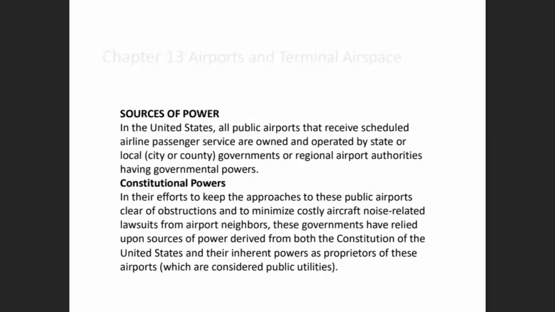Sources of power in the U.S. All public airports that have received scheduled passenger service are owned and operated by state or local city governments or regional airport authorities that have governmental powers. And that includes efforts to keep approaches to these airports clear of obstructions, to minimize costly aircraft noise-related lawsuits from airport neighbors. These governments have relied upon sources of power derived from the Constitution of the U.S. and inherent powers as proprietors of these airports, which are considered public utilities.